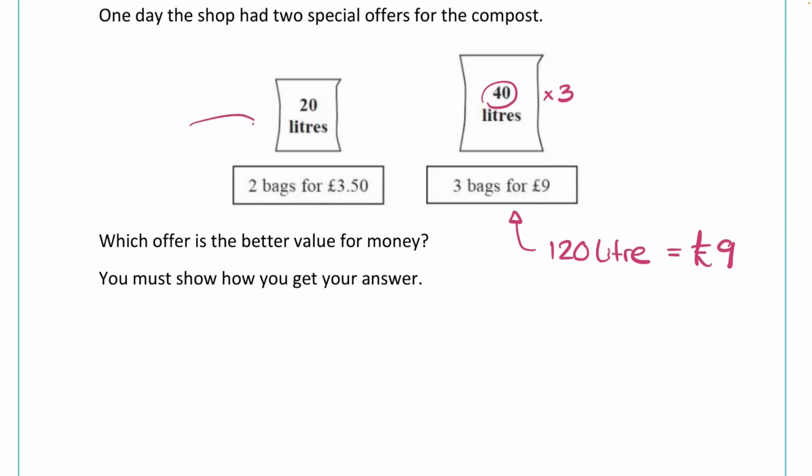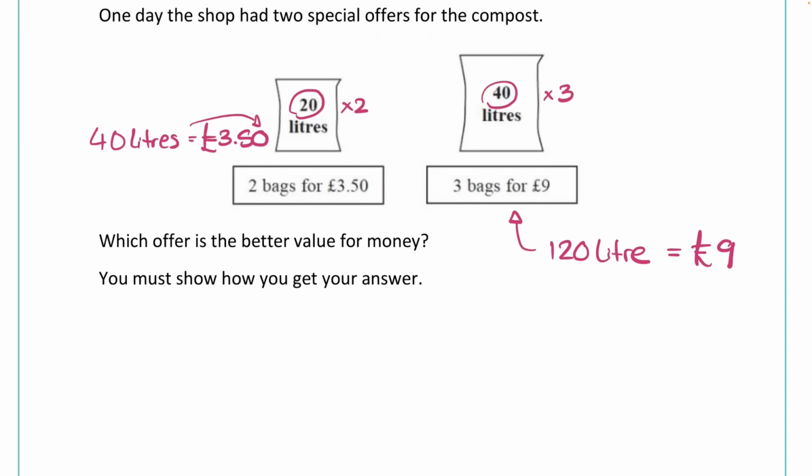For the deal on the left here, 20 litres, we get 2 bags, so 2 of these for £3.50. So we get 40 litres for £3.50. So we want to know which is the better value. Now without a calculator, what we want is a comparable value. So we could either think about dividing to go down to maybe 10 litres or maybe down to 1 litre. Or we could multiply to make a lowest common multiple.